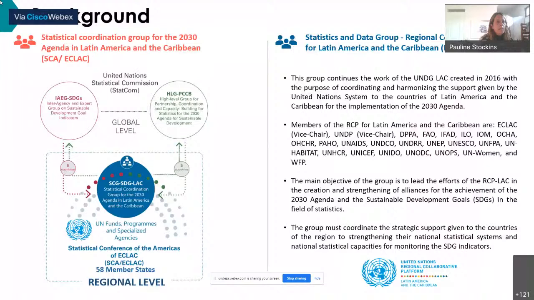Particularly in the field of the SDGs, ECLAC coordinates its activities by being part of two different groups: as the Technical Secretariat of the Statistical Coordination Group for the 2030 Agenda in Latin America and the Caribbean, and as part of the Statistics and Data Group of the Regional Collaborative Platform for Latin America and the Caribbean, RCP-LAC. The Statistical Coordination Group for the 2030 Agenda comprises countries that are part of the IAEG-SDGs and the HLG-PPCB, and representatives of agencies, funds, and programs of the United Nations system with presence in the region.